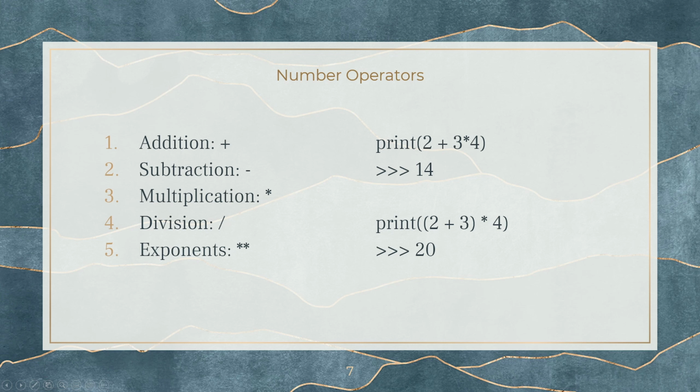Python also supports order of operations when doing math problems. So as you see here on the right side, when you have print 2 plus 3 times 4, according to PEMDAS, 3 times 4 happens first, where 4 times 3 is 12, and then you add 2, which prints out 14. But if you have parentheses around 2 plus 3, it adds them together first. So 2 plus 3 in this case is 5, and then times 4 is 20.